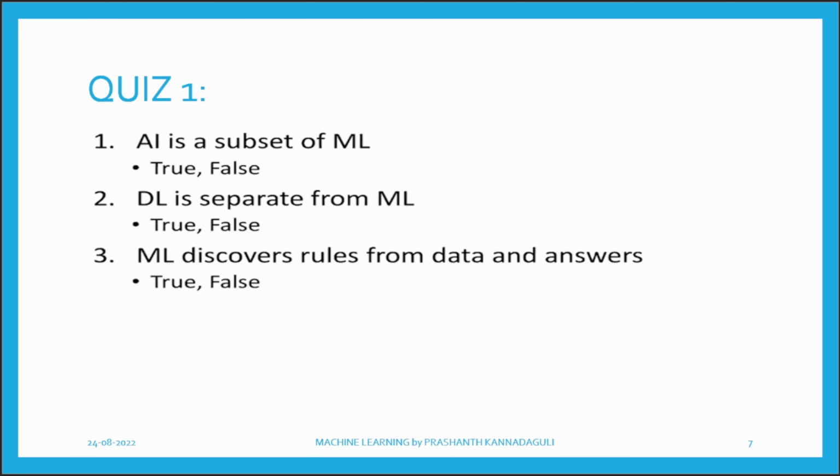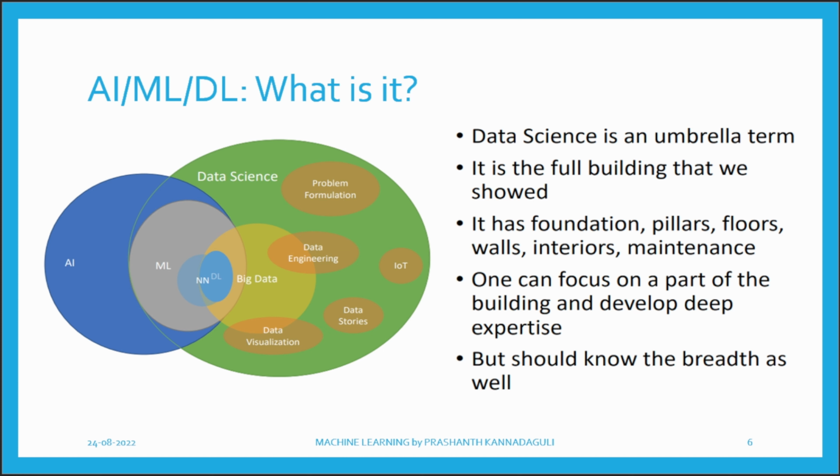The second part: DL is separate from ML. Separate would mean DL should be here and ML completely outside, with no part of the circles overlapping. But just go back and check, it's not like that. DL is actually present inside the ML only. So they are not actually separate.